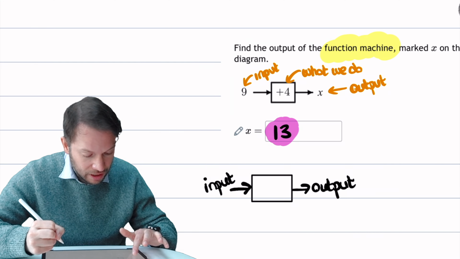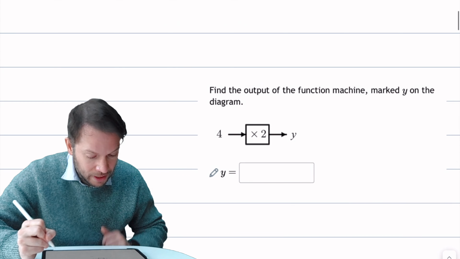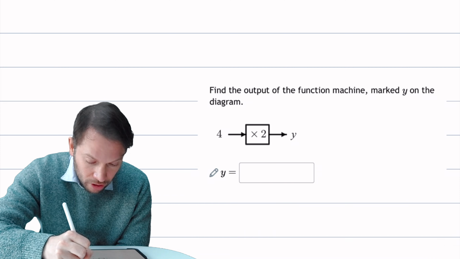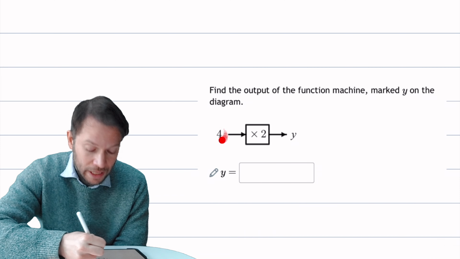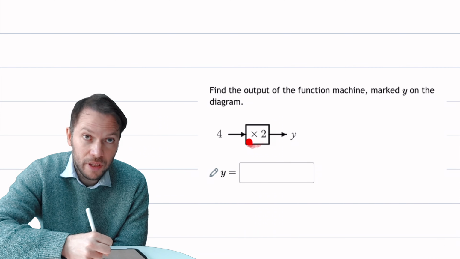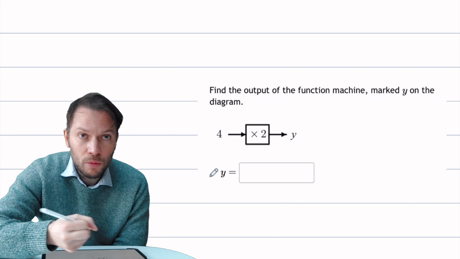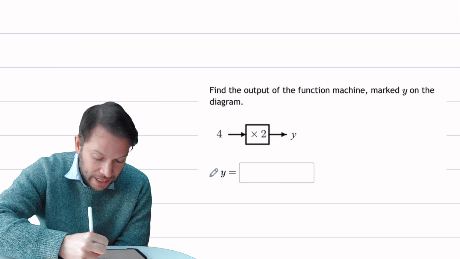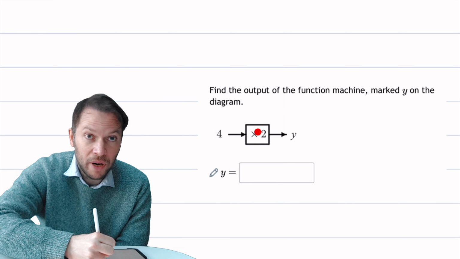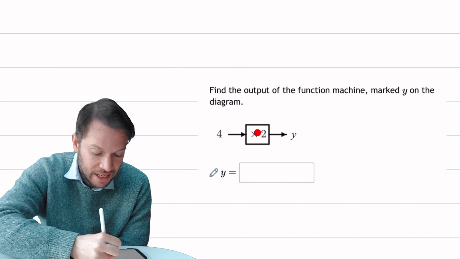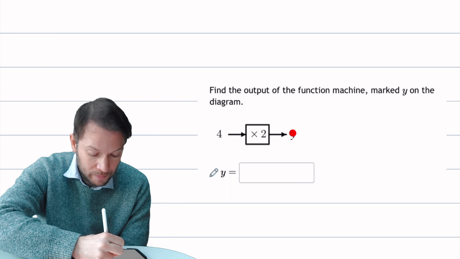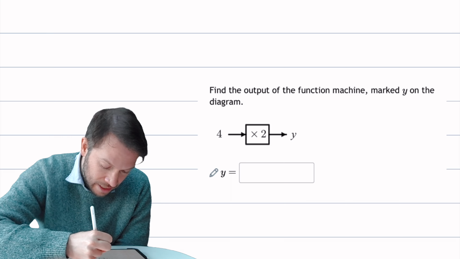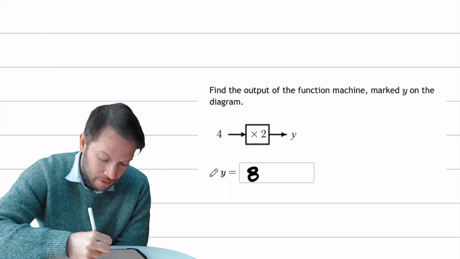Let's look at the next number machine here, the next function machine. We've got an input of 4. The thing we're doing to that input is timesing it by 2. Well, what is 4 multiplied by 2? It's 8. So it's going to take the input of 4, multiply it by 2 to get 8, and then it's going to output that 8 there. So the y here is going to be 8. And that is, again, the final answer.